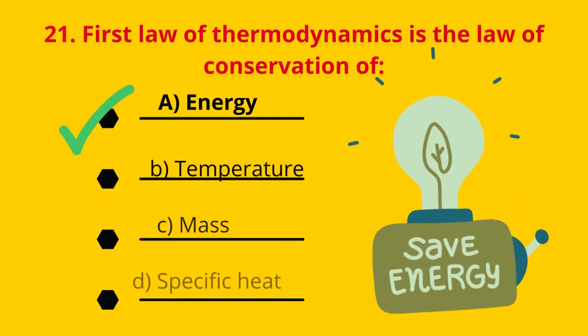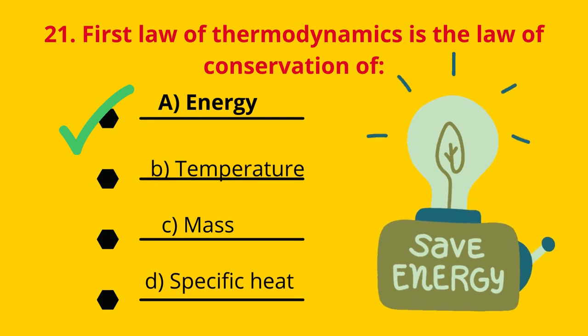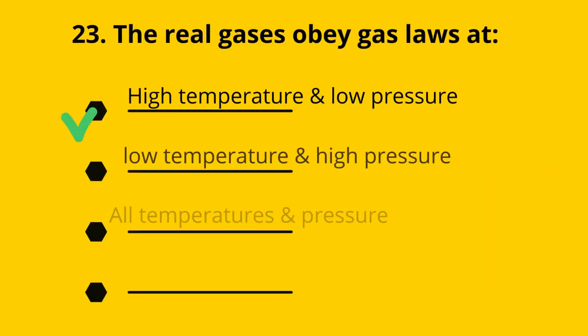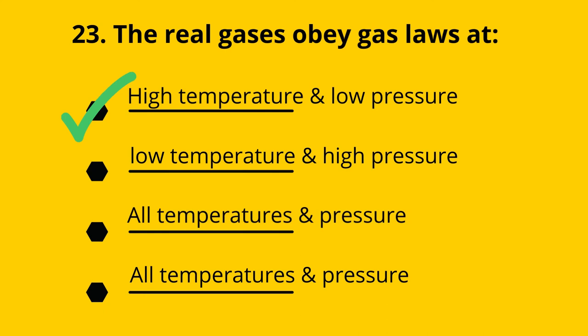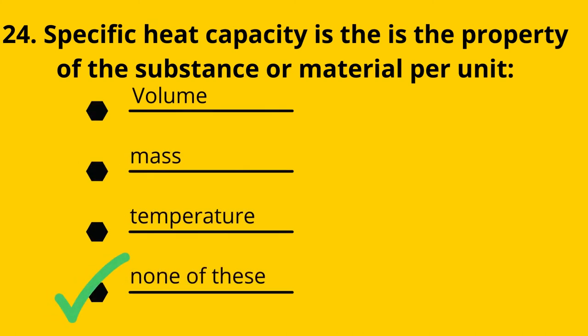First law of thermodynamics is the law of conservation of energy. The concentration of water vapor in the atmosphere is called humidity. The real gases obey gas laws at high temperature and low pressure. Specific heat capacity is the property of the substance or material per unit.